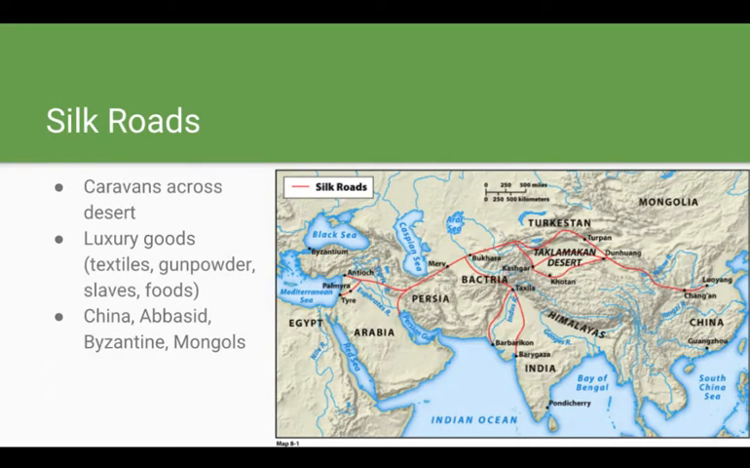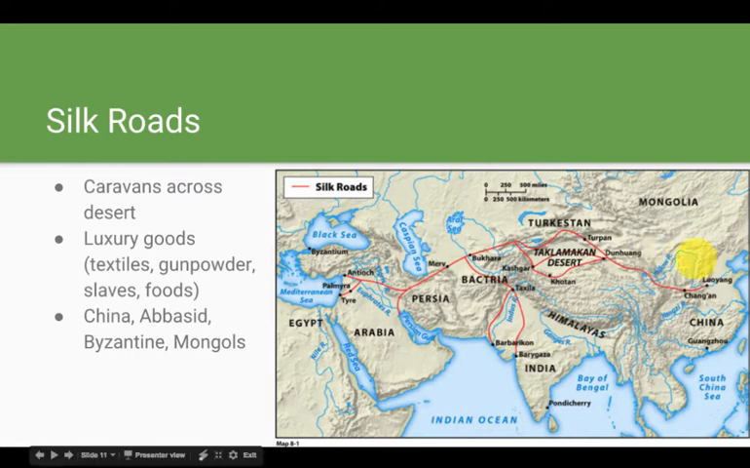Starting with the Silk Roads, there are of course caravans across the desert, shown on the red lines here. Remember that they focused on luxury goods that were small and expensive and could be carried on the backs of camels. And some of the states and empires that were involved in them are listed here. China, the Abbasid Caliphate, the Byzantine Empire, and the Mongols.